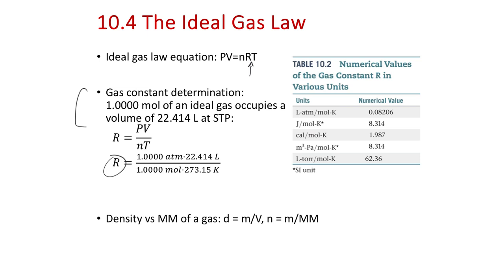And then we come up with a variety of values. The primary one that we're going to use is the 0.08206 liter atmospheres per mole Kelvin value of R. Now, if you convert the pressure, so standard pressure in torr would be 760 torr, and you resolve, you come up with the liter torr per mole Kelvin value.